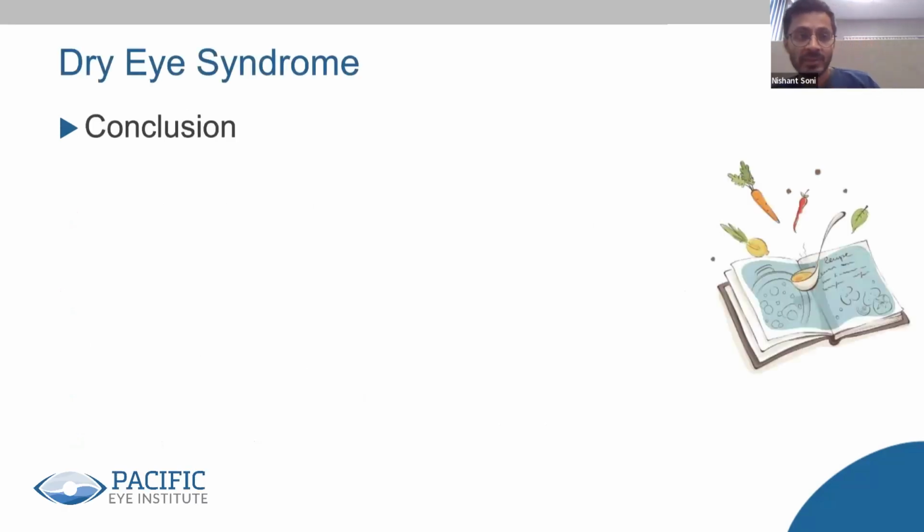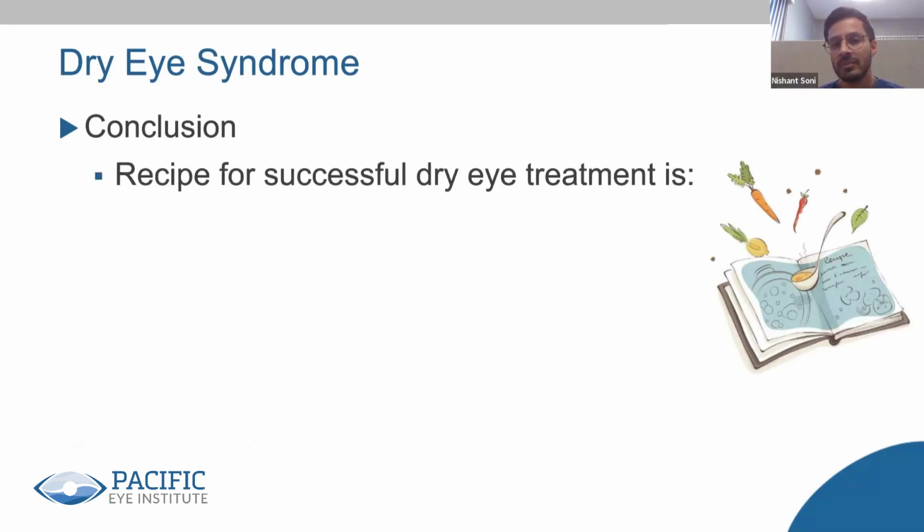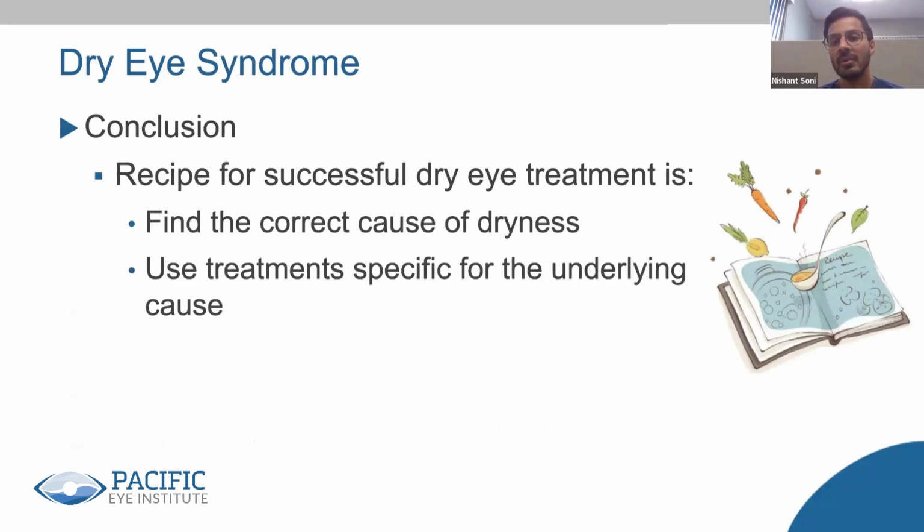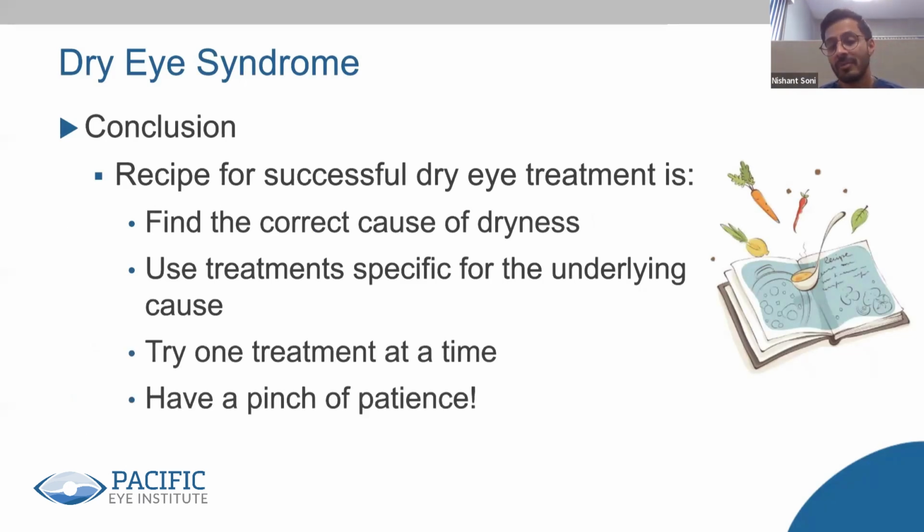That is my presentation. I want to conclude with a general overview of how we approach dry eye treatment in our clinics. So I just want to go over the recipe for a successful dry eye treatment. We want to find the correct cause of dryness and make sure we're treating that underlying cause. We want to use treatments specific for that cause and try one treatment at a time. And then we want to have a pinch of patience as well, because sometimes it can take a little while to find the right treatment for you.